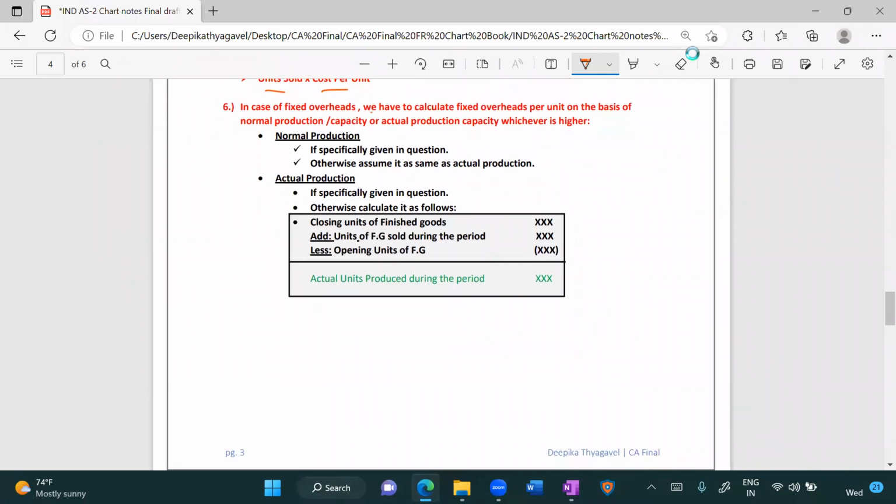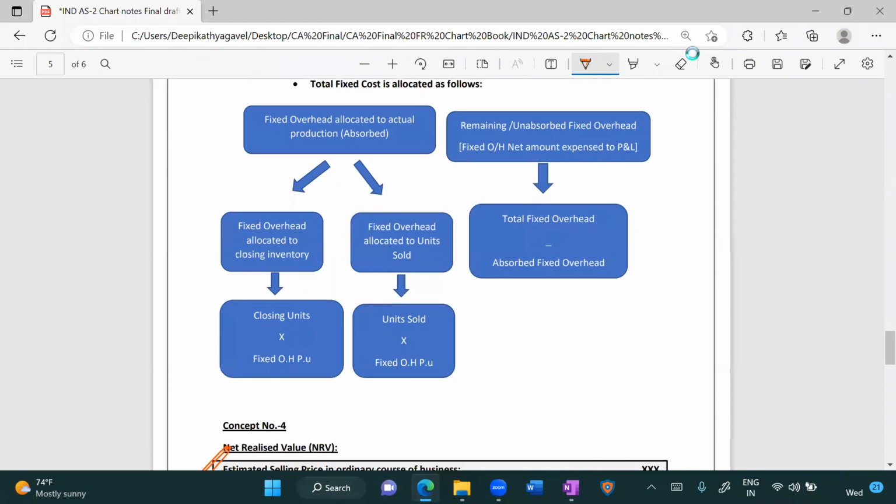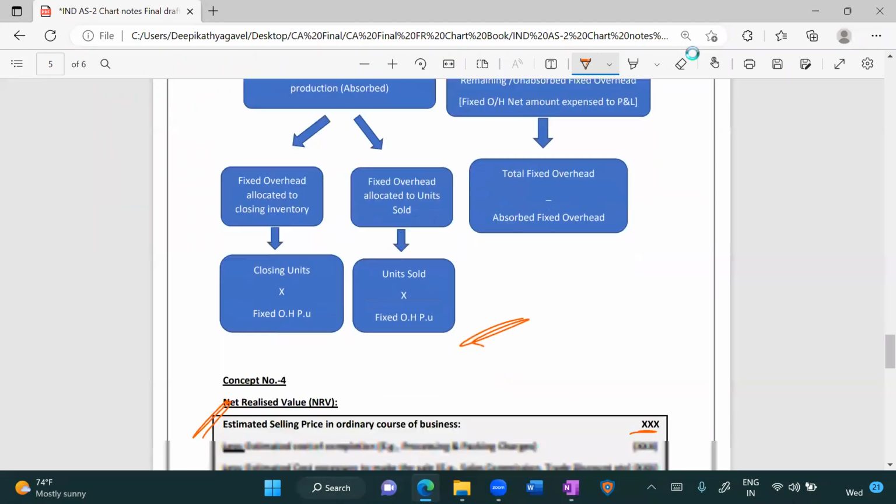And in case of fixed overheads, we have to calculate the fixed overheads per unit on the basis of the normal production, as we have already discussed, right? In case it's fixed overhead, you will compare normal production versus actual production. Right? Whichever is higher, that will be used, and according to that, you will allocate the fixed overheads, right? That's what I have explained here.